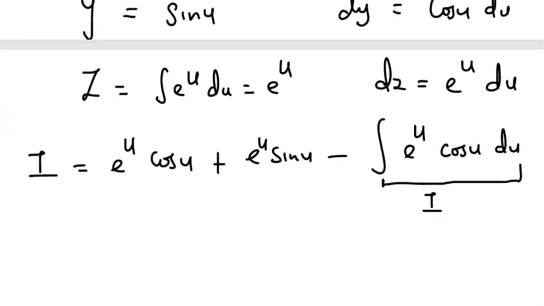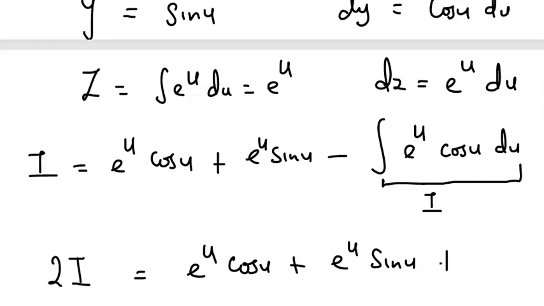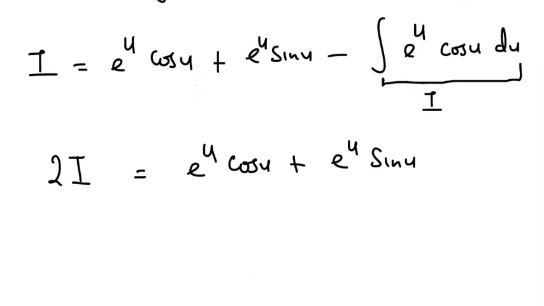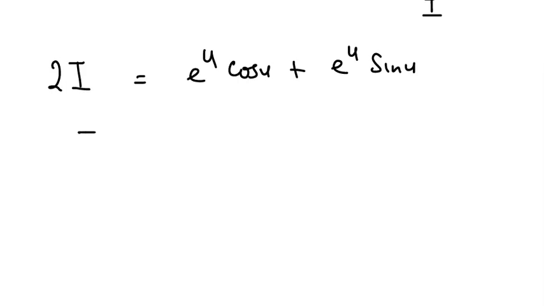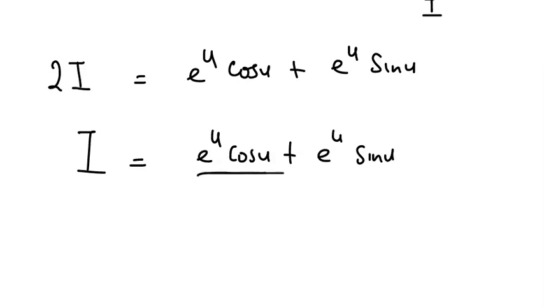So add I to both sides, and we get 2I is equal to e raised to the power of u multiplied by the cosine of u plus e raised to the power of u multiplied by the sine function of u, then plus c. Let's not put the c yet. We're going to put it, but not now. Divide both sides by 2, and finally we can now put the c. So I is equal to e raised to the power of u times the cosine of u plus e raised to the power of u times the sine of u, everything divided by 2, and don't forget our constant.